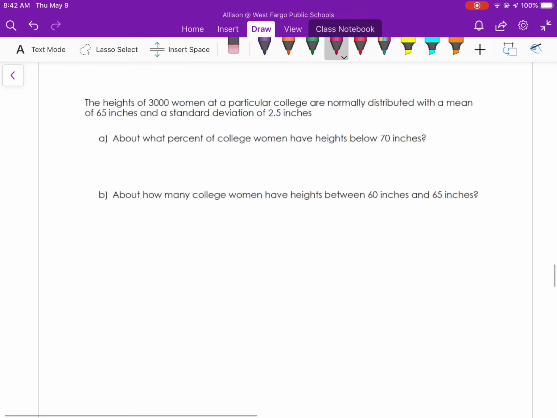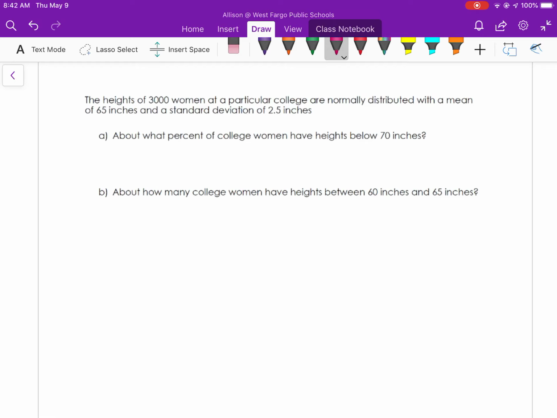The height of 3,000 women, here's my next example. The heights of 3,000 women at a particular college are normally distributed with a mean of 65 inches and a standard deviation of 2.5 inches.